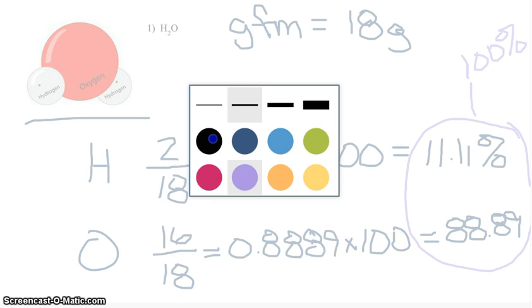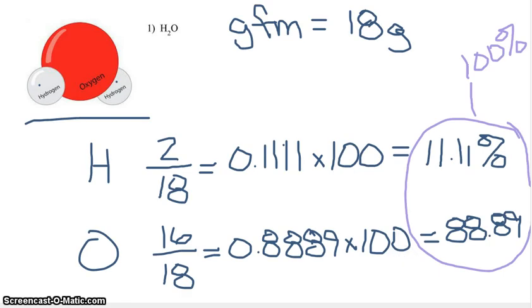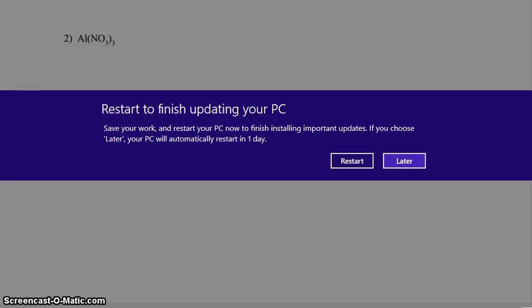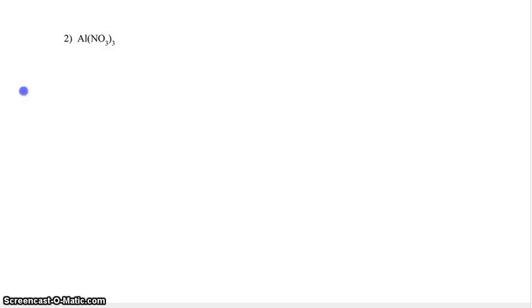All right, let's look at this with a different, more complicated compound. Okay, so aluminum nitrate. Again, the first thing you're going to have to do is find the formula mass of this substance. All right, so we're looking at this, and we know that we have one aluminum. And looking on our periodic table, we have a mass for aluminum of 27. 27 grams coming from aluminum.